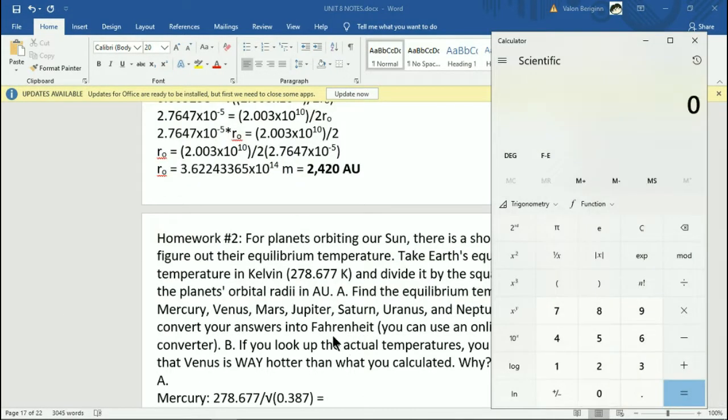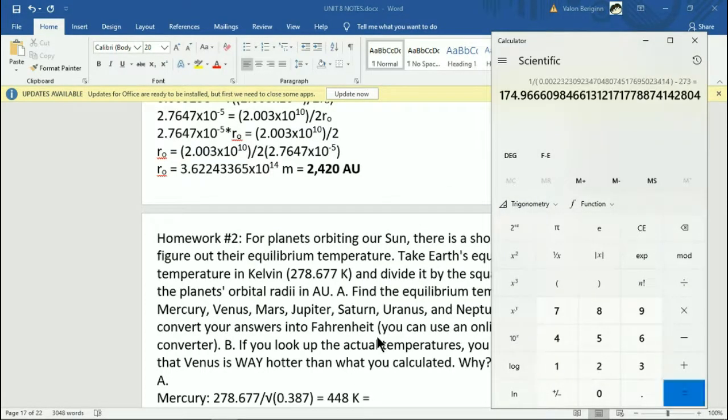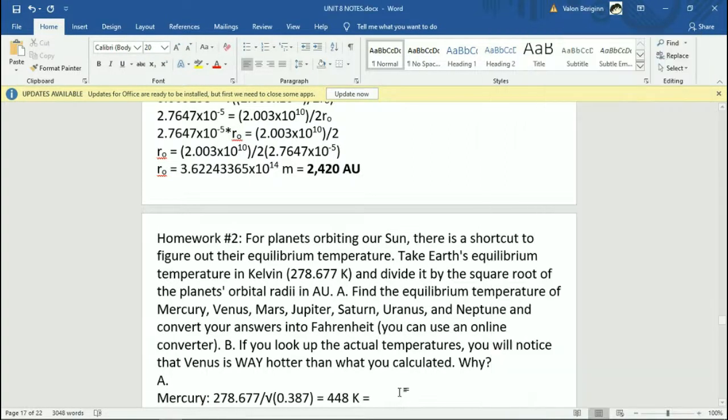So 0.387, square root of that, and then flip it, and we get 447, basically 448 Kelvin, and then convert to Fahrenheit. So 347 Fahrenheit. Okay, so that's quite hot.